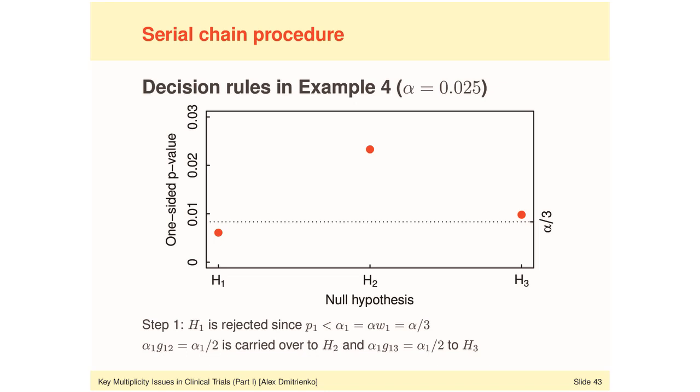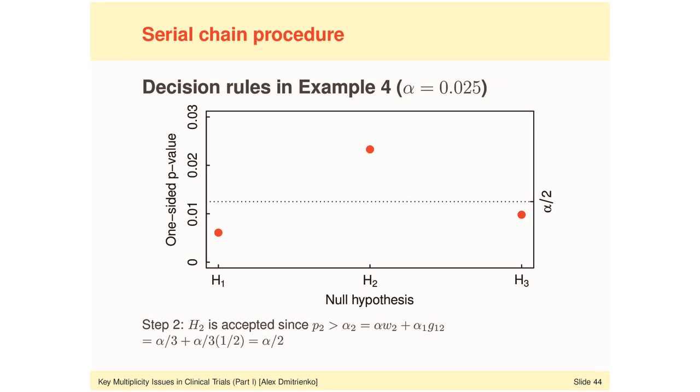And in addition to this rejection decision, we're going to also define the fractions of the alpha that will be transferred to the hypotheses H2 and H3. Those fractions are derived based on the predefined transition parameters, and the specific formulas are shown on the slide. Half of the alpha will be carried over to H2, and the other half will be carried over to H3.